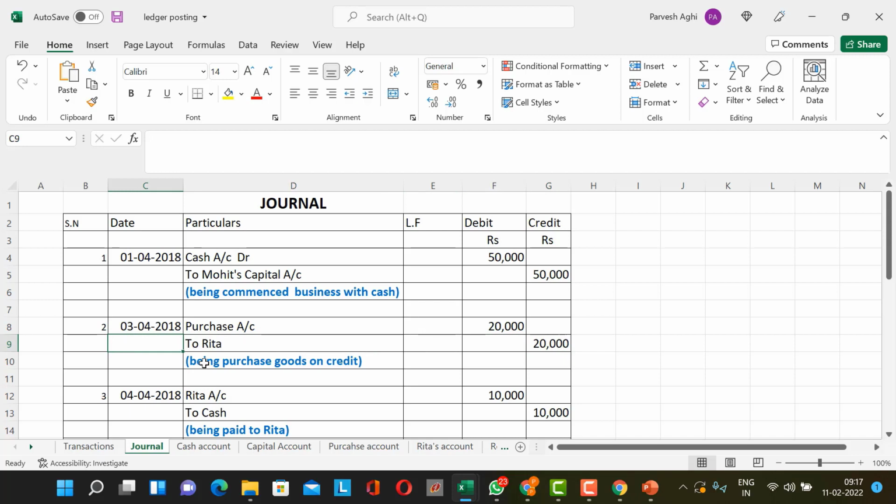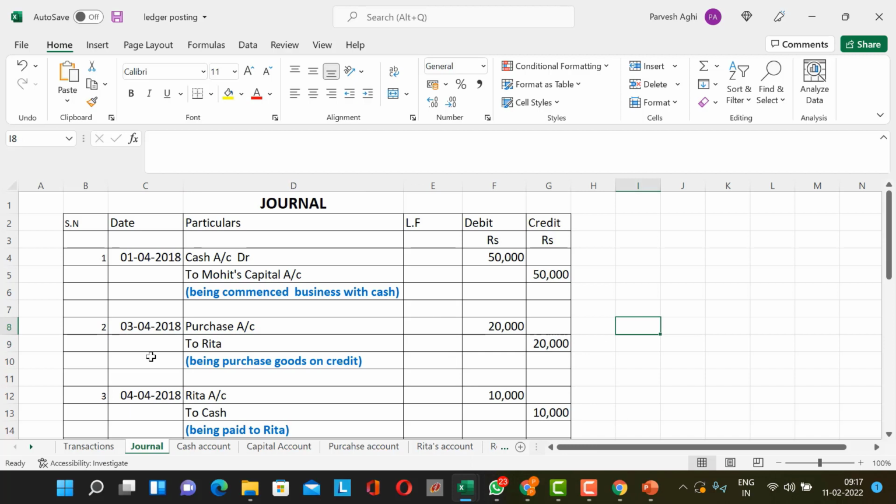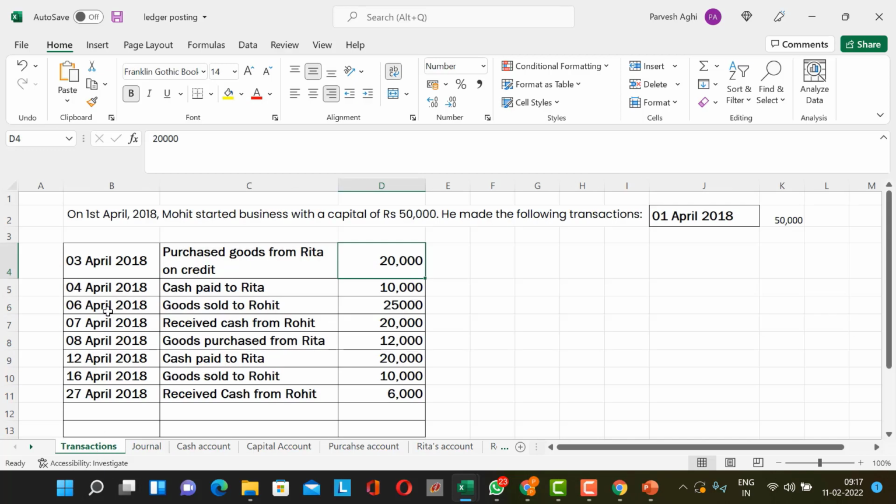Is this clear to everyone, the second transaction? Yes, sir. If you are not following, please ask me questions, because we have to do a similar kind of exercise later on, where there will be no help. Okay. So then we come to the third transaction: cash paid to Rita, 10,000.